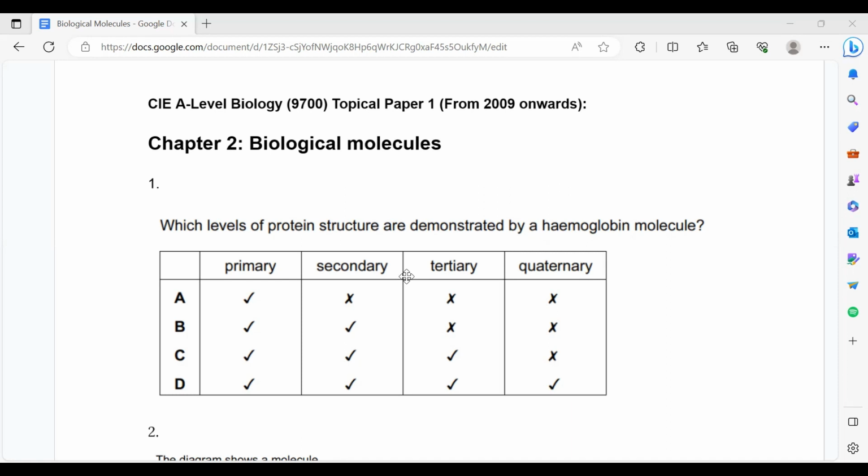Hello guys, today I'll be solving some topical past paper 1 type questions of CIE A-Level Biology, subject code 9700, and today I'll be solving questions from chapter 2, Biological Molecules.